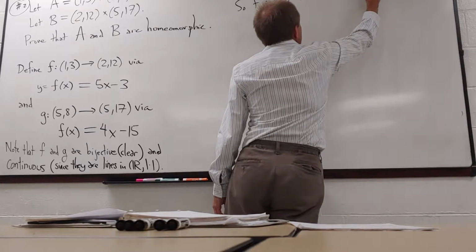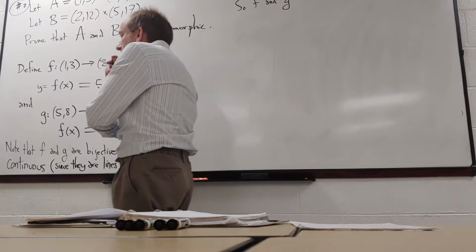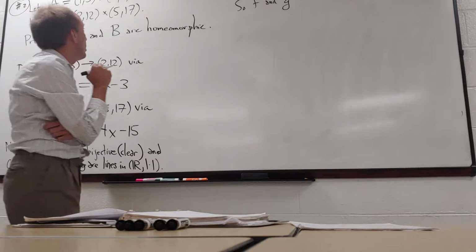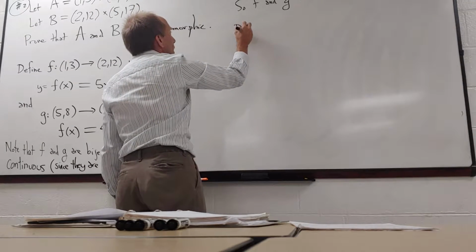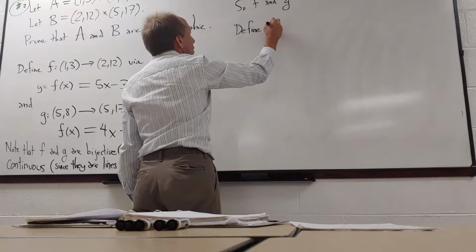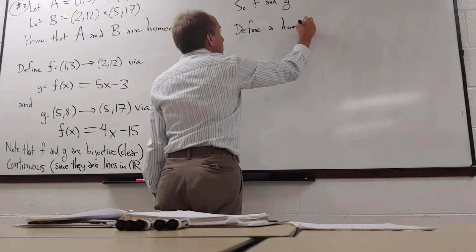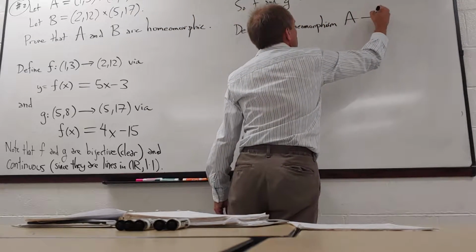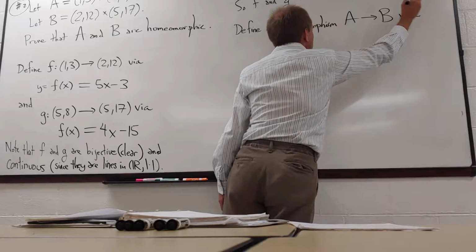So we have these homeomorphisms here. So now the question is, how do we actually prove that A and B are homeomorphic? So define a homeomorphism from A to B via.